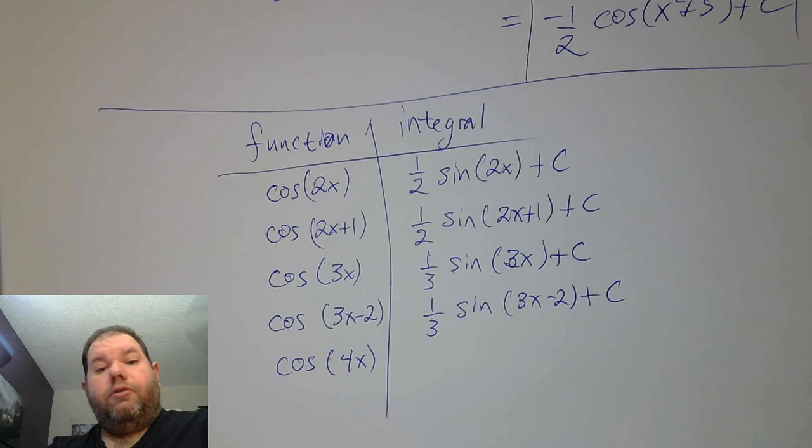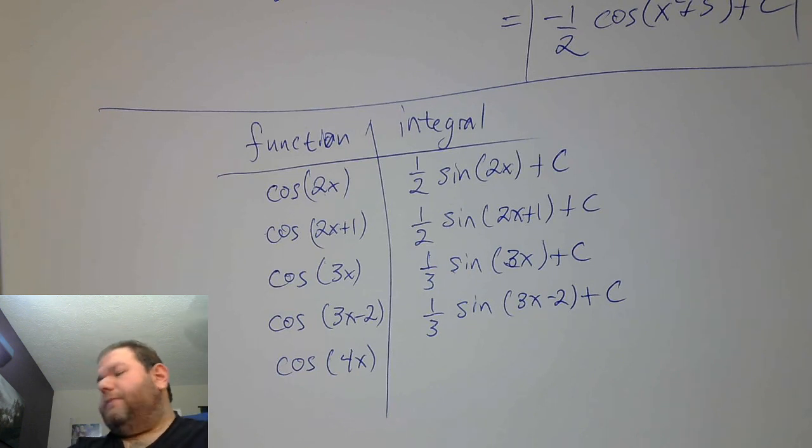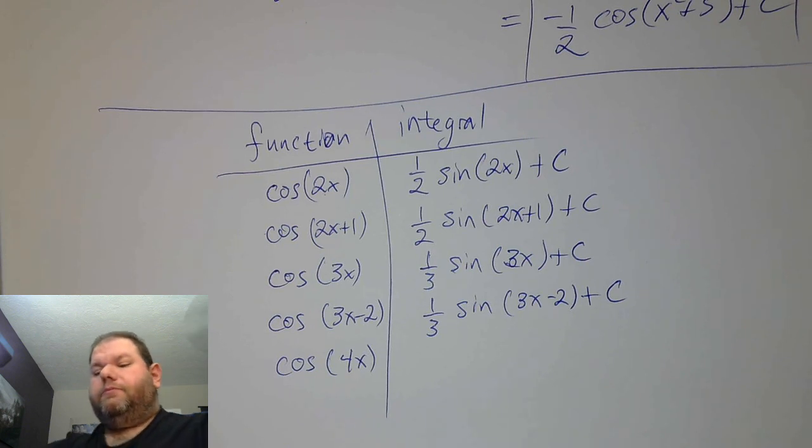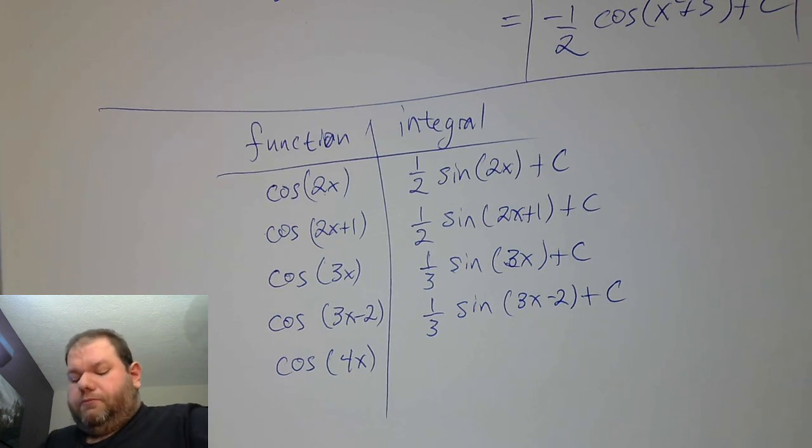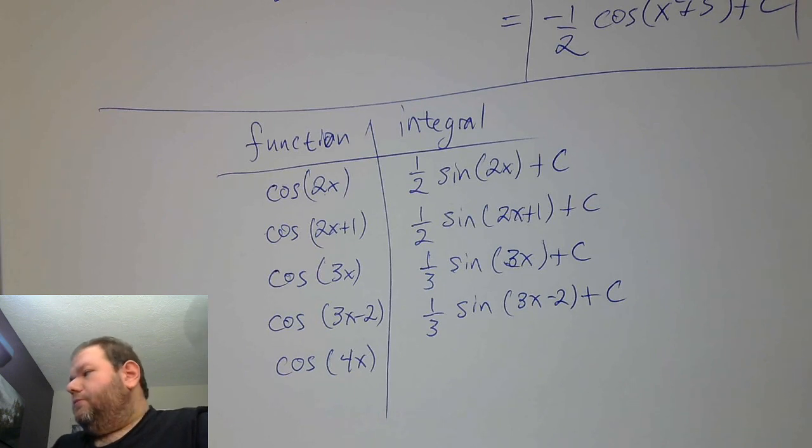What do you think the integral of cosine of 4x would be then? One-fourth sine 4x plus c. Good.